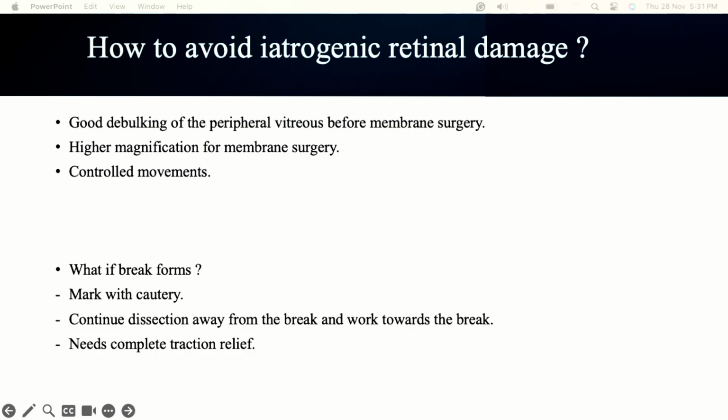But what if a break is formed, an iatrogenic break? We should mark it with cautery. Cautery helps in two ways. A bleeder can be there at the edge of the break, so it will help to control the bleeding also. And also after fluid-gas exchange, it will be easier to identify the break.